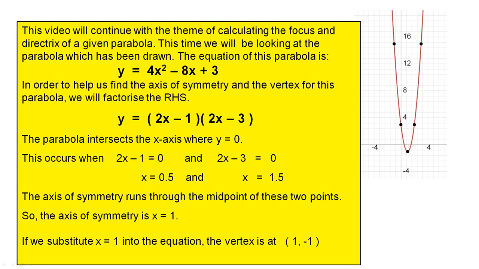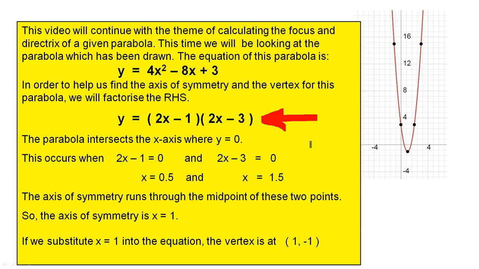In order to help us find the axis of symmetry and the vertex for this parabola, we will factorise the right-hand side. So this is the answer when we factorise the right-hand side, and we've seen how to factorise quadratic expressions and quadratic equations in earlier videos.